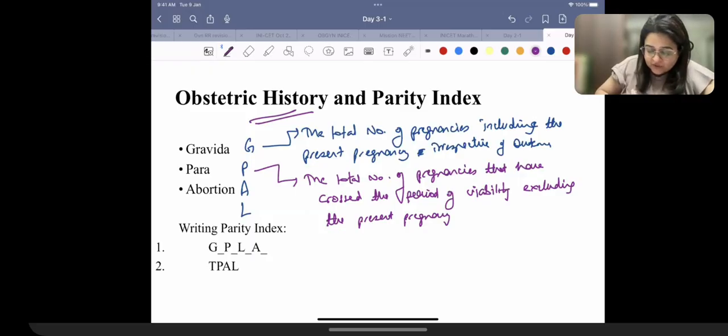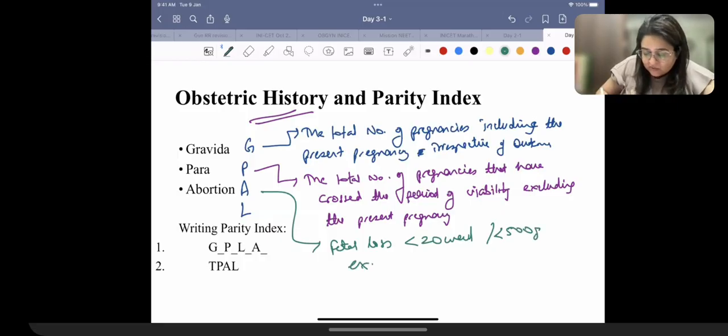Then comes abortion. Abortion means all the abortions that have happened. What is the definition of abortion? Any fetal loss before 20 weeks of pregnancy or less than 500 grams, excluding the present pregnancy.